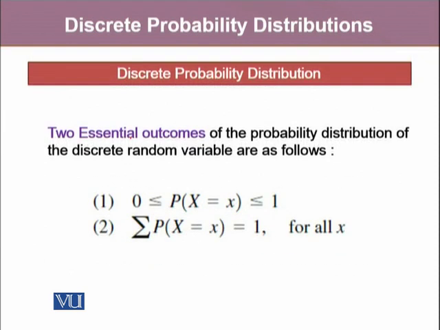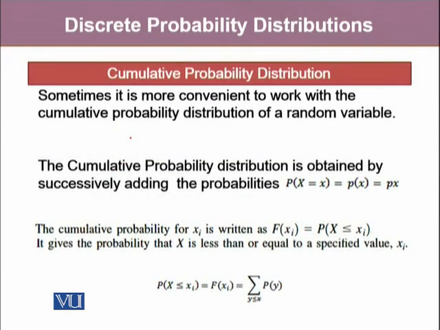So these properties help us to reach the following essential outcomes: that the probability ranges from 0 to 1. So it can never be negative, neither can it be more than 1. And the sum of all the probabilities for all the values of x should add up to 1.